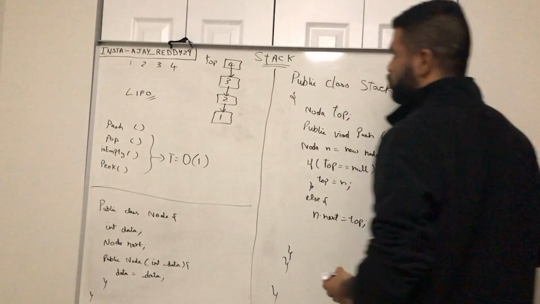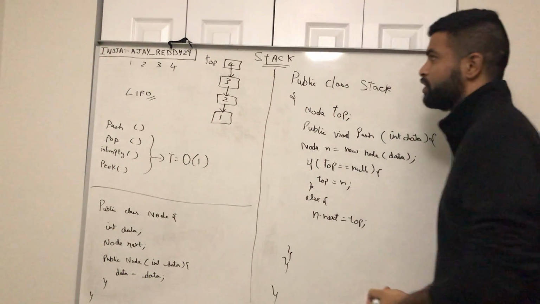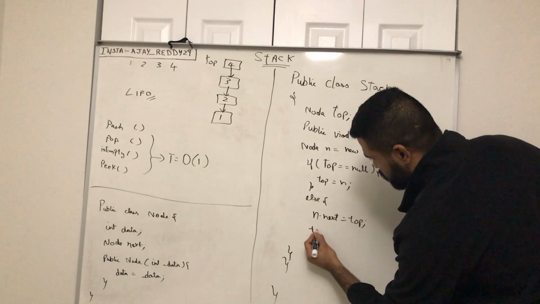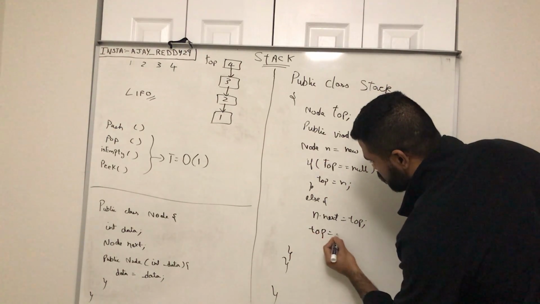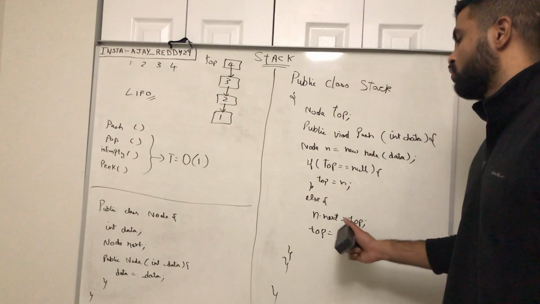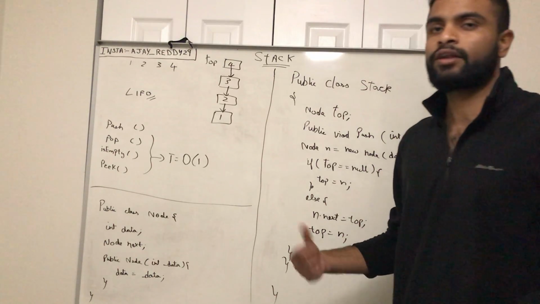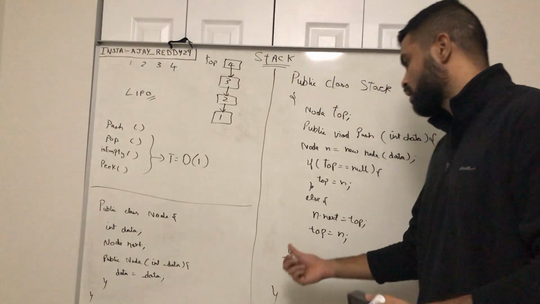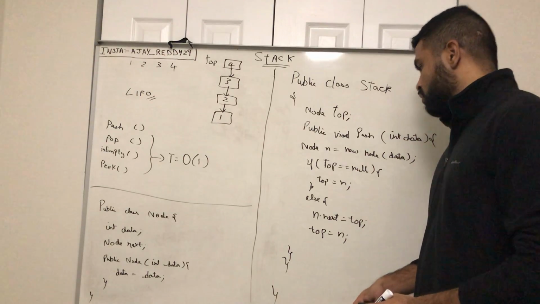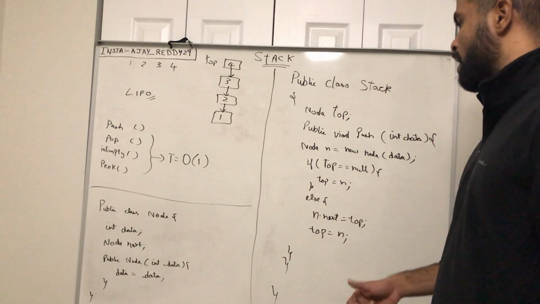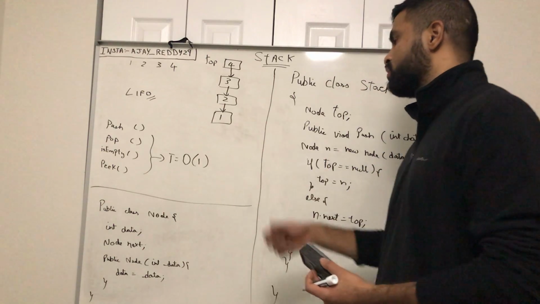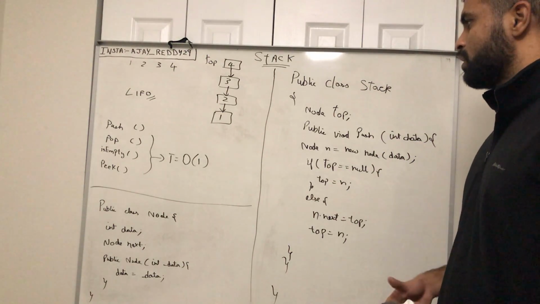So for moving the top pointer to the top of the stack, when we add a new item, we have to just make top equal to the new node. So I'm just assigning the new node to the top node. Whenever I add a new item, I'm just moving the top pointer to the new node. So for that I'm writing this line. That's for adding a new element, that's for pushing an element into the stack. So this is the implementation.